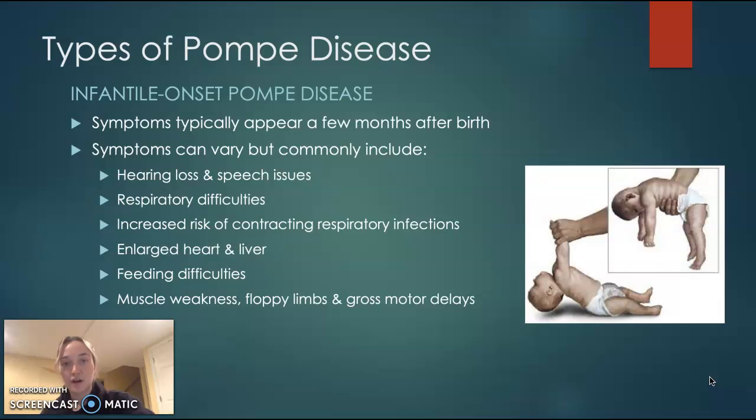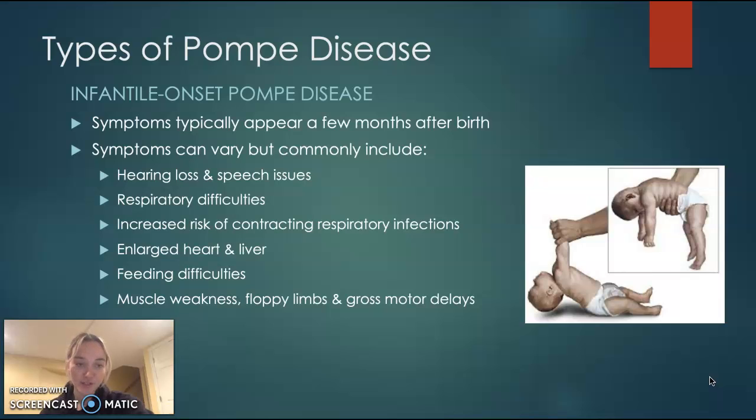Respiratory difficulties are also common. This can lead to total loss of ability to breathe independently or dependency on oxygen. Infants also experience an increased risk for contracting upper respiratory infections, which is super dangerous in infant populations. We also see enlarged hearts and livers due to the excess buildup of glycogen, and this reduces the function of both of those organs. Feeding difficulties can cause failure to thrive, poor weight gain, and last, muscle weakness and floppy limbs, which often lead to gross motor delays.